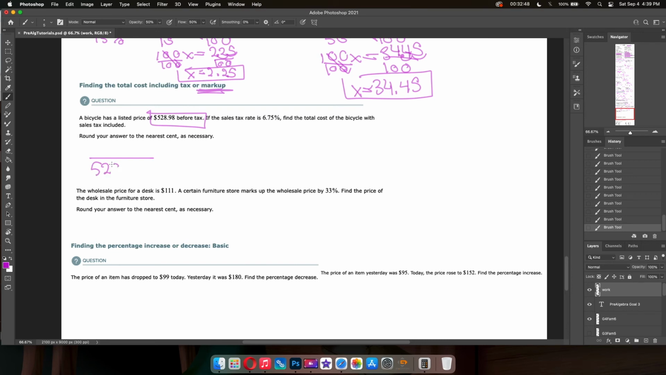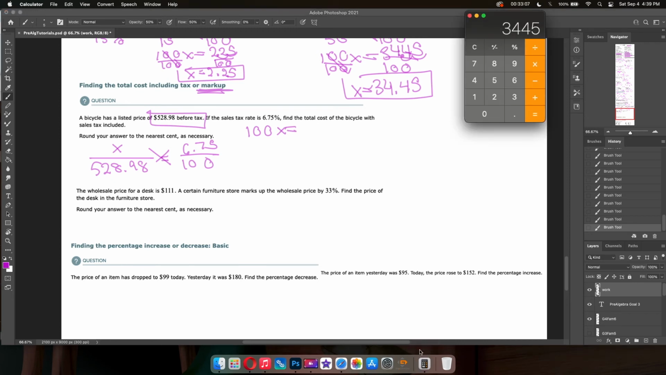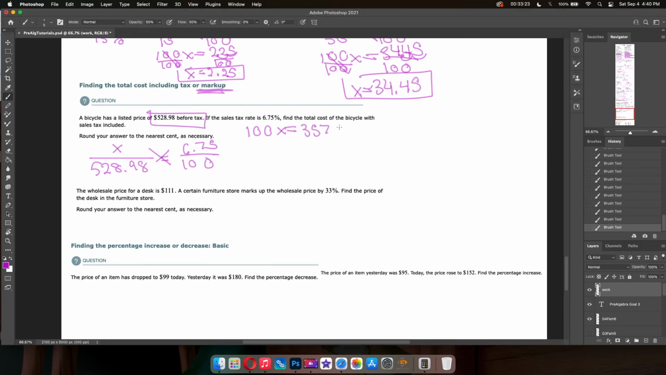So $528.98. And then we have the 6.75, which is our percent over 100, and there is our x. Cross multiply. 100x equals whatever that unholy mess is. So it is going to be 6.75 times 528.98. Enter. So 3570.61.5. 3570.61.5. There's your mess.